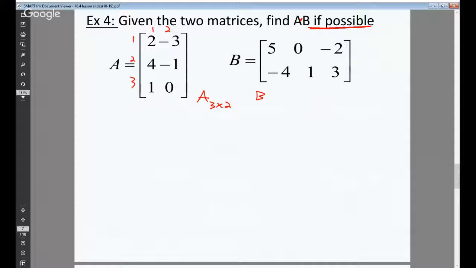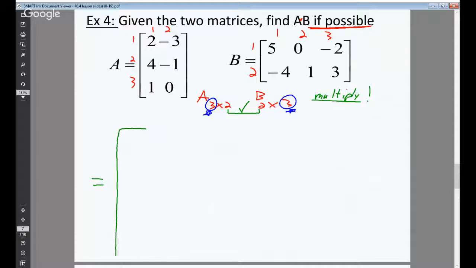Now let's look at matrix B. It has 2 rows and 3 columns, so it makes it a 2 by 3. Oh, lucky us. Look at those inner dimensions, they match. So that means we can multiply. But wait a minute, if I can multiply, how many dimensions will my final answer have? Well, it tells you right here with the outer dimensions. Our final product will have 3 rows and 3 columns.